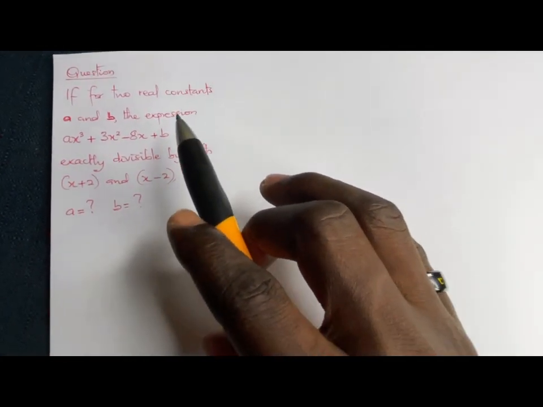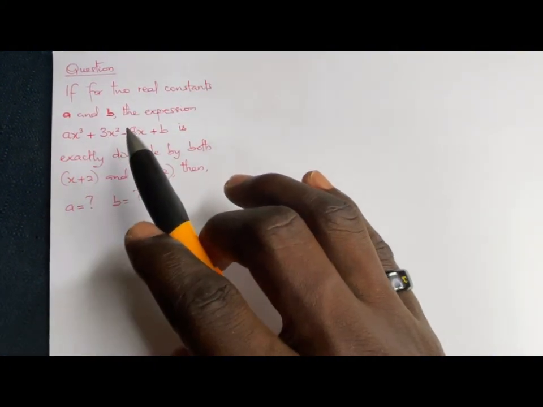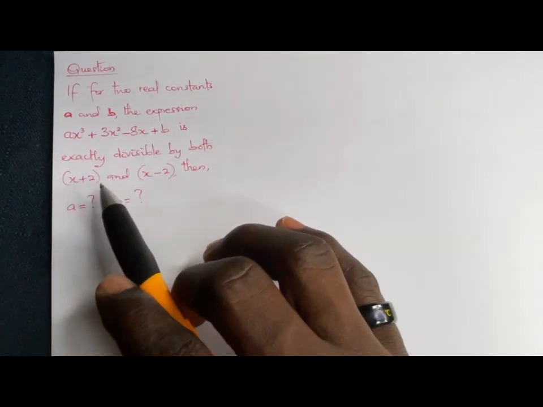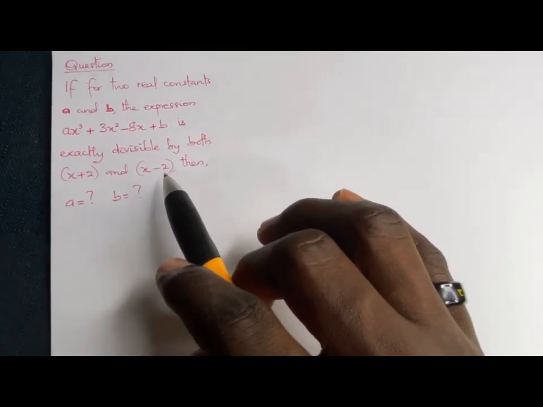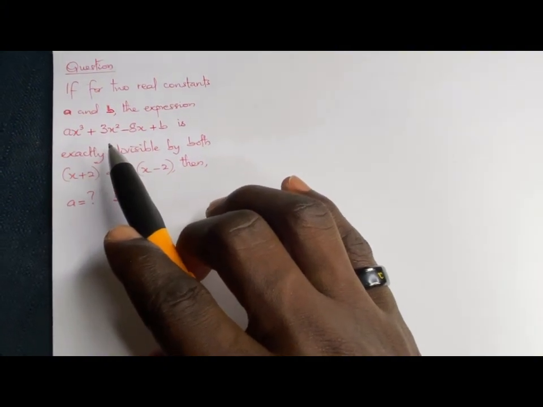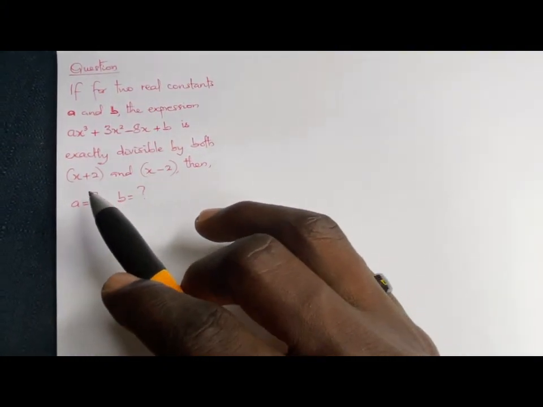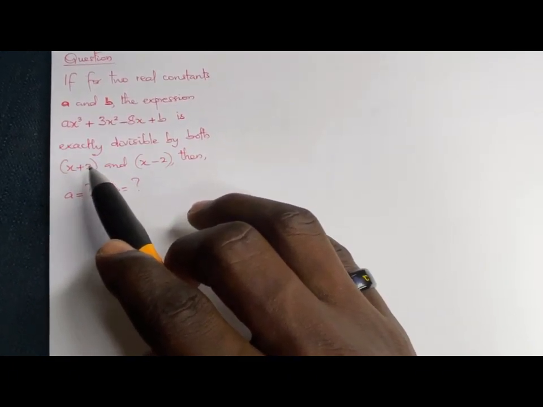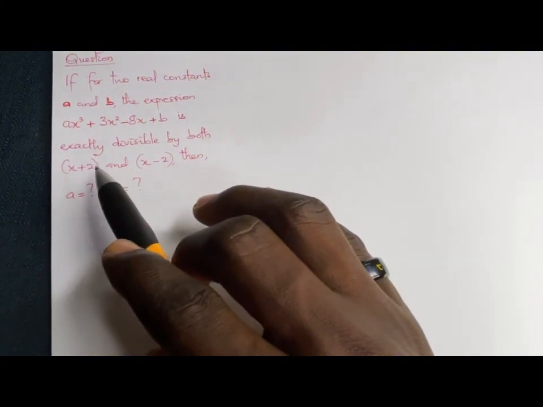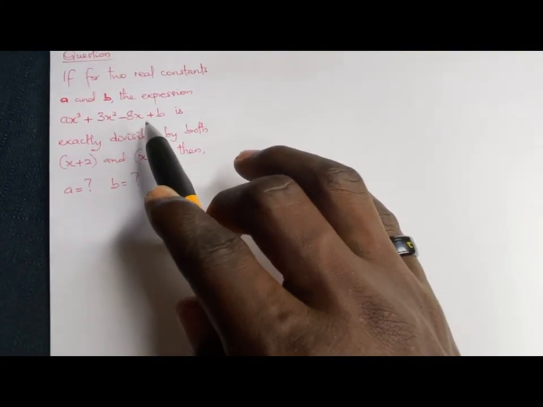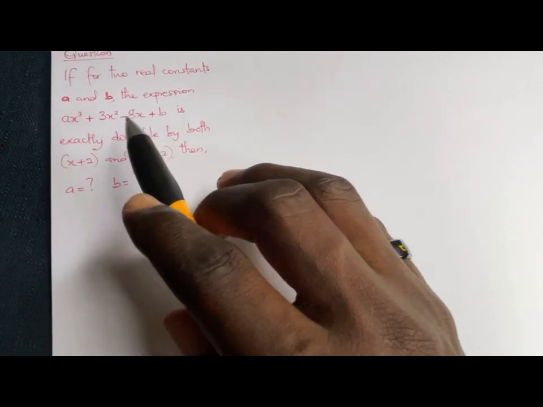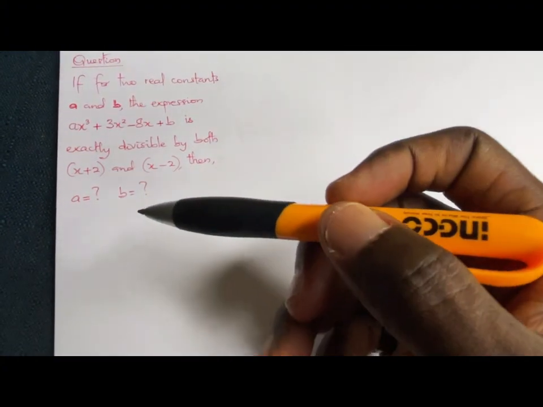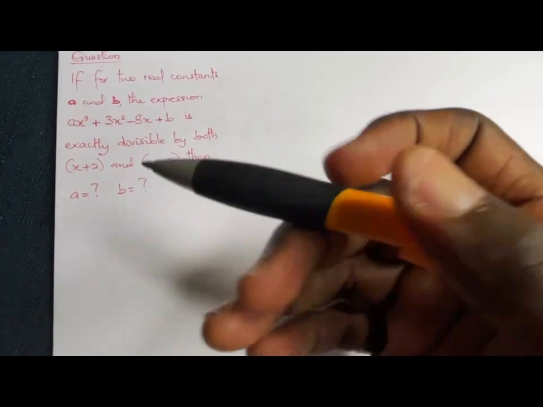Here is another amazing question on fraction. We have two real constants, a and b. For the expression, we see this, given that x plus 2 and x minus 2 are factors of the expression. So this means that when we substitute the value from x plus 2 into the expression, we should be getting 0, meaning the remainder should be 0 because it's a factor. And that takes us to the remainder theorem for polynomial functions.